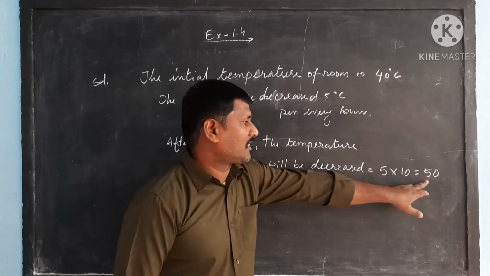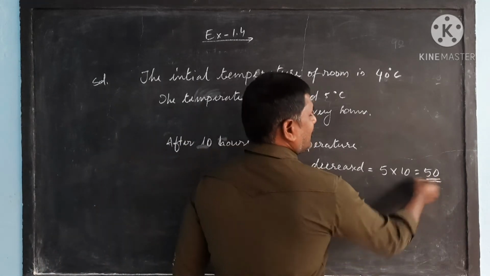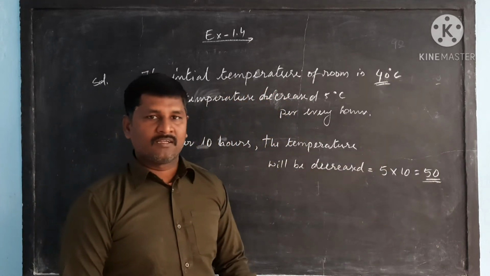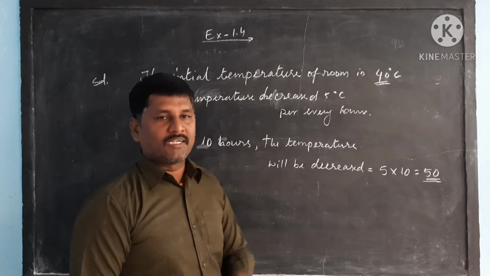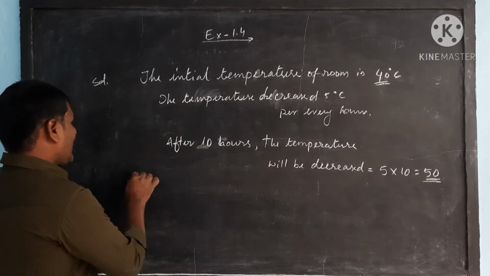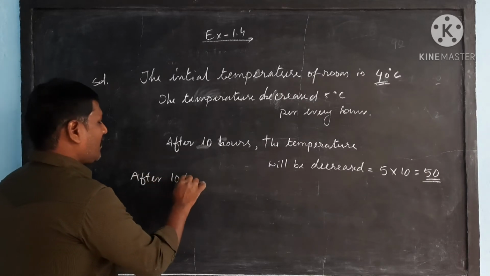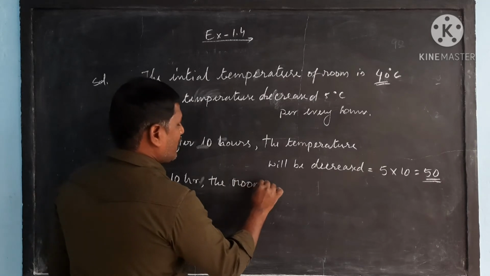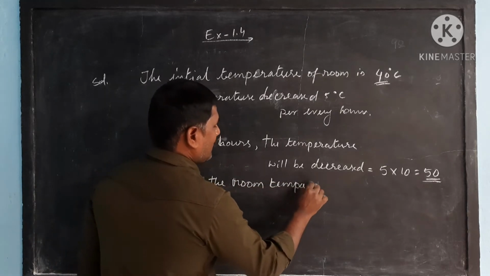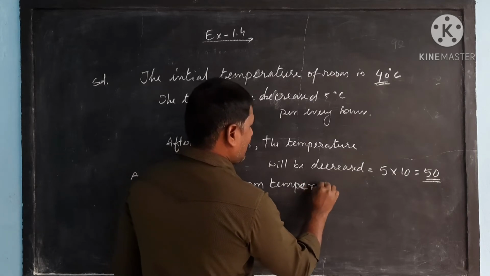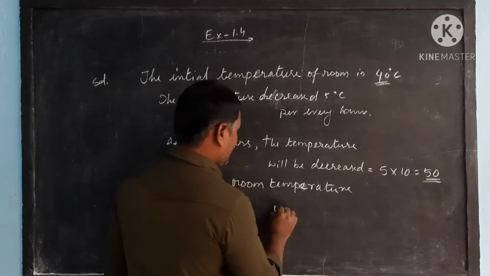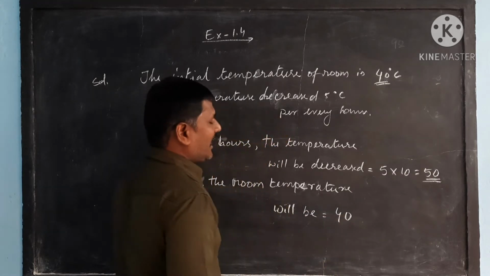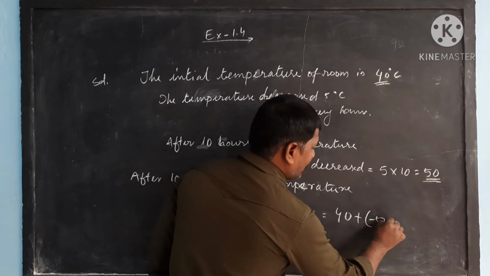Then you have to subtract this decreased temperature from the initial temperature, and you will get the real temperature of the room after 10 hours. Then you can write: after 10 hours the room temperature will be, so the initial temperature is 40 and the decreasing temperature is minus 50.